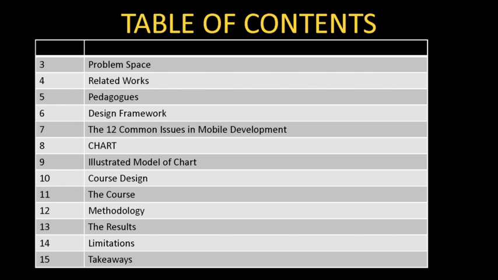I'll then list the 12 common issues I was able to come up with based on the related works. And then I'll break down the design framework that I chose to use in order to present this information in the course. I'll also discuss the methodology I used to evaluate the course. We'll then go over the results and point out limitations in these results. I'll conclude the presentation with the takeaways and future endeavors and what I can do to improve this course going forward.